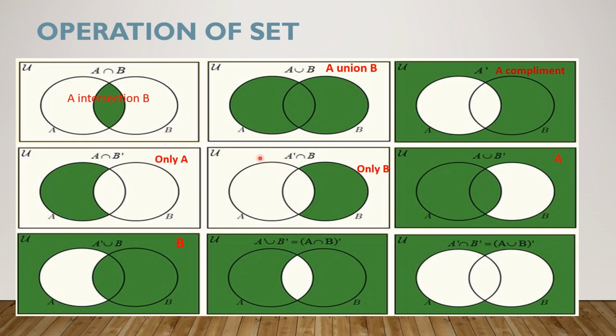Next one is operations of set. We have discussed earlier about the operations of set. For example, A intersection B is represented as this symbol. Next, the shaded portion is the intersection operation of set between A and B.